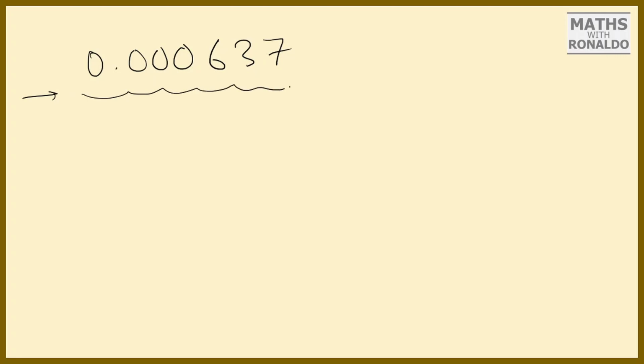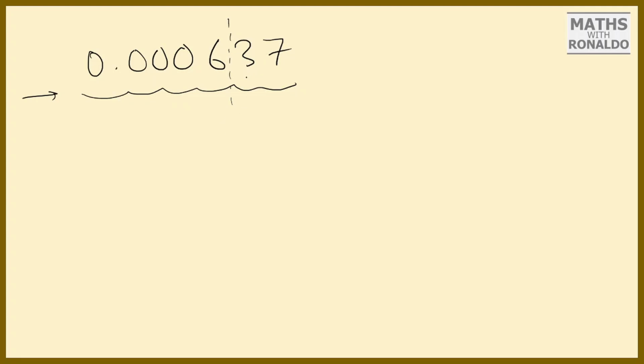Sometimes you need to round to a number of significant figures, so say we had 0.000637 and we wanted to round to 1 significant figure. Well, we start on the left and we keep going throughout the number until we get to the first number that matters. All these zeros here don't matter. They don't give us any value. The first number that matters is the 6.